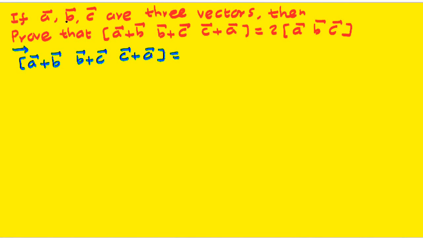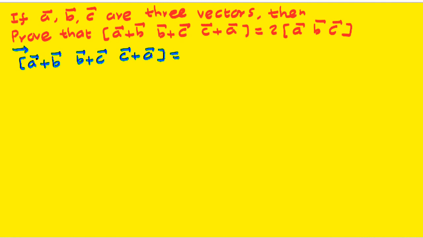If vectors A, B, C are three vectors, then prove that the box product of A plus B, B plus C, C plus A is equal to twice the box product of A, B, C. Here they are given three vectors, and box product is nothing but the scalar triple product.